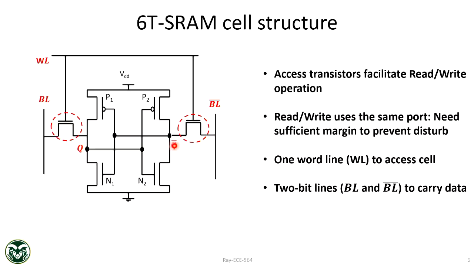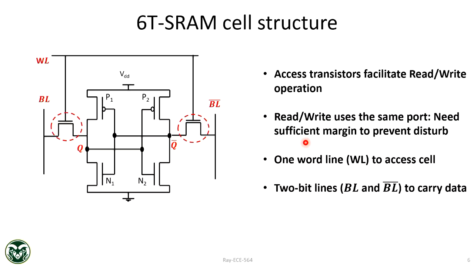Suppose this Q bar is 0, right? That means this transistor is on. So that means this bit line will discharge through N2. Because this is on, right? So depending on which state you are in, Q equal to 1 state or Q equal to 0 state, one of the bit lines will start to discharge.